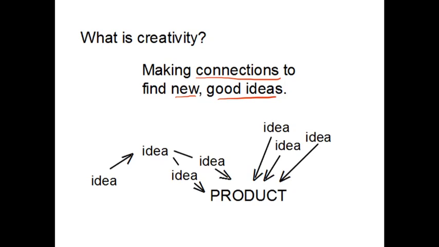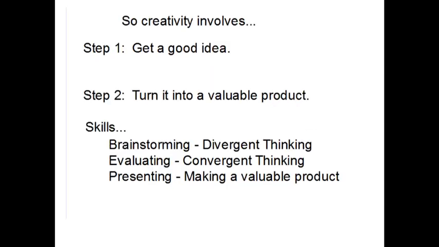And I distinguished between the original idea that you might have and the final product. There are probably many ideas that will go into the final product. Presenting that final product or idea is the goal. We said creativity has two steps. First, you get a good idea, and the best way to get a good idea is to have many ideas. And then step two is where you turn it into a valuable product.